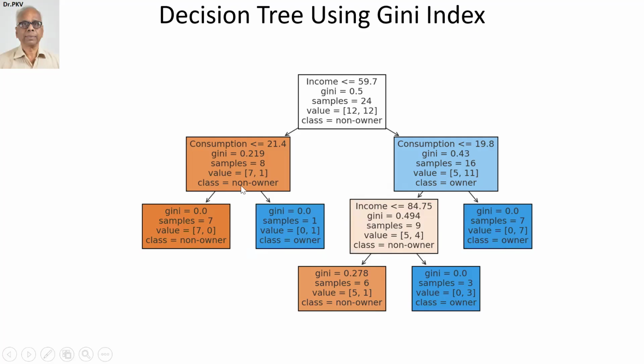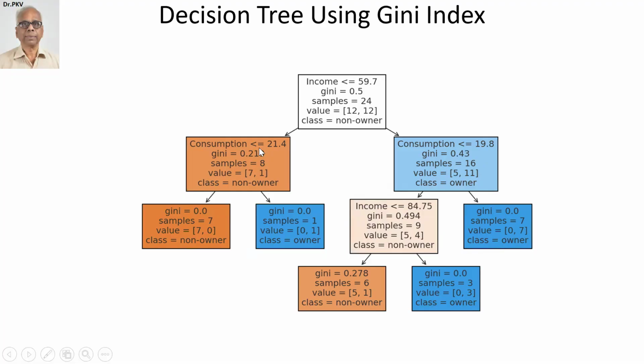That means the class is a non-owner. So in this, there are 7 non-owners and 1 owner, and you have a split done, 8 here, 16 here, the totaling of which will give you the 24 here. Now, the exercise is not over.